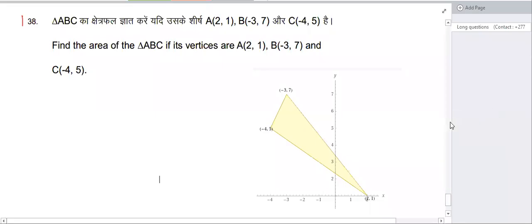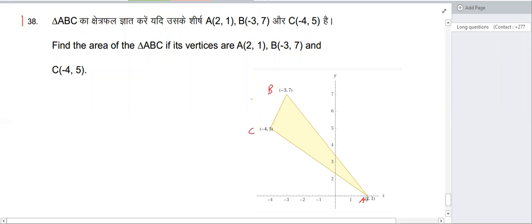Question number 138. Find the area of triangle ABC if its vertices are A, B, and C. Now, we have 3 points on a triangle. So we've got the vertices (2, 1), which is A. It's not actually on the x-axis, just a little bit raised. B, which is (-3, 7), and C, which is (-4, 5).